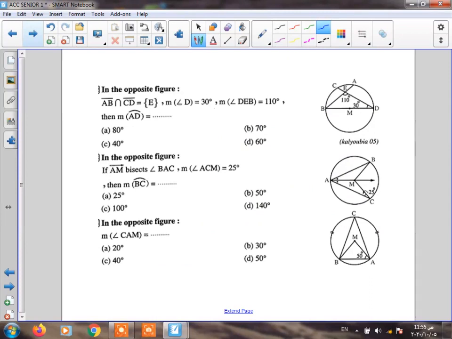Now I have AB intersect CD at point E, and the measure of angle D equals 30 degrees, angle DAB equals 110 degrees, and he asked you to get the measure of arc AD. Okay, it's simple. I have a triangle inside and I know the sum of the interior angles of any triangle equals 180. So how can I get the measure of angle B? 180 minus the sum of 110 plus 30, so 180 minus 140 equals 40 degrees. So this angle is 40 degrees.